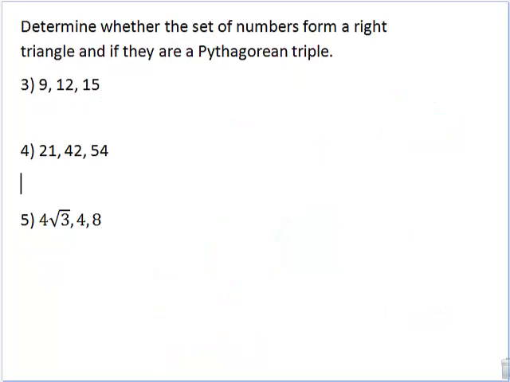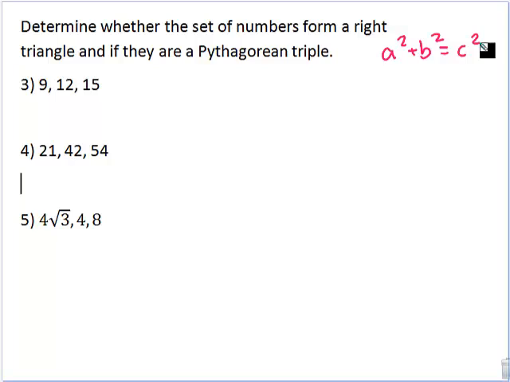So now we want to decide whether or not the 3 sides that are given form a right triangle, and then whether or not it's a Pythagorean triple. To decide whether it forms a right triangle, we put it into the Pythagorean theorem. And then it's a Pythagorean triple if they're all whole numbers. The only thing we need to be concerned with is that our largest side is the hypotenuse. So the longest side that's listed, we have as our C.